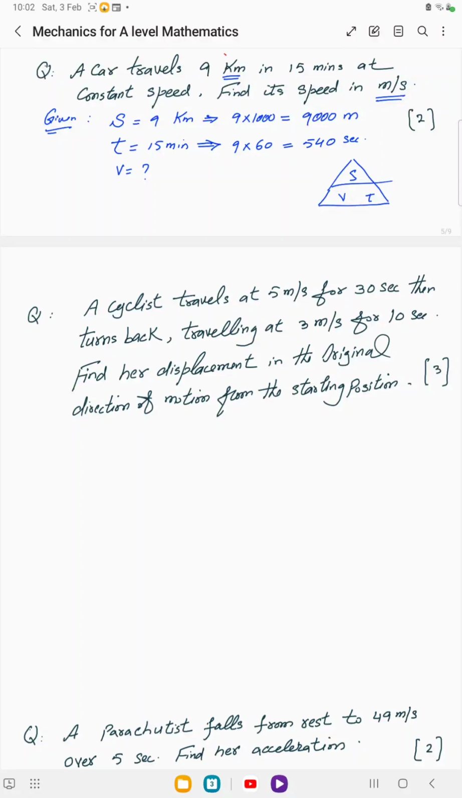Morning, guys, this is the continuation of lesson 1 of mechanics. Here are the practical applications of mechanics in real life.